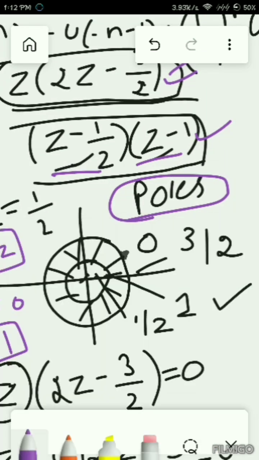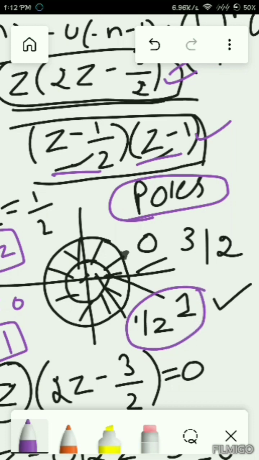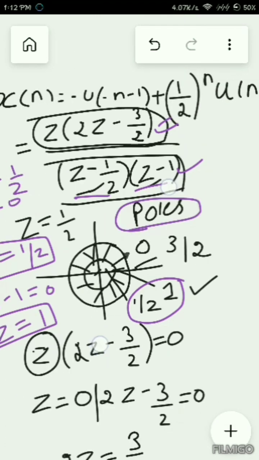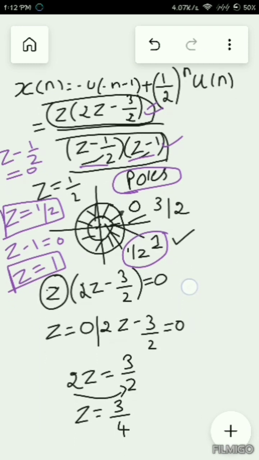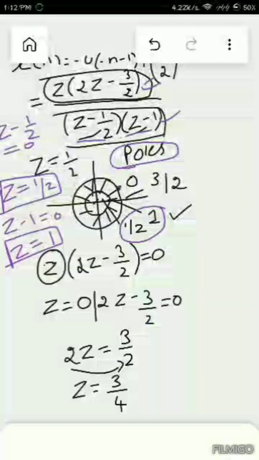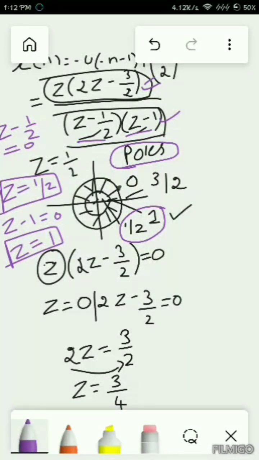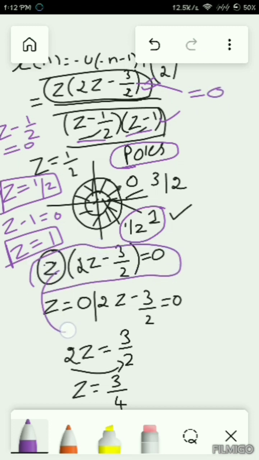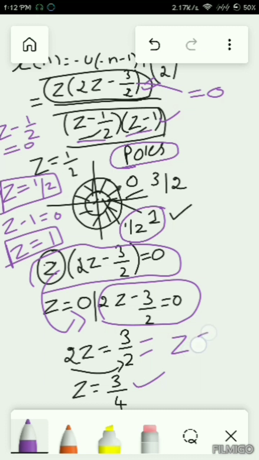So coming on to the zeros. For zeros, I have to take this upper part and equate it to 0, right? So I get z is equal to 0 in the very first case. In the second case, I get 2z minus 3 by 2 is equal to 0, 2z is equal to 3 by 2, z is equal to 3 by 4. So the resultant for zeros is z is equal to 0 and z is equal to 3 by 4, right?